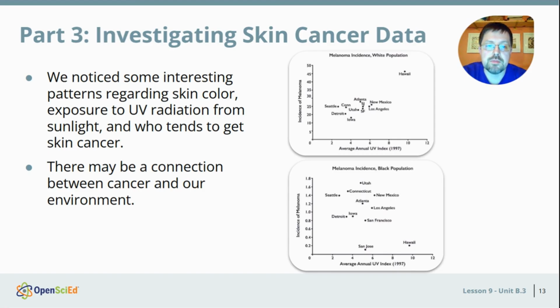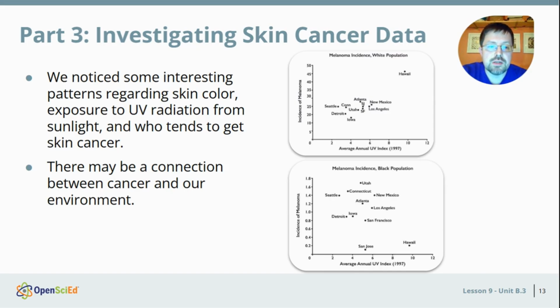In part 3, investigating skin cancer data, we brainstorm questions about environmental factors and cancer risk. We narrow our focus to skin cancer by looking at data like the graphs pictured on the slide. As my students looked at these graphs, they tended to overlook the range of numbers on the y-axis. You might miss it too.